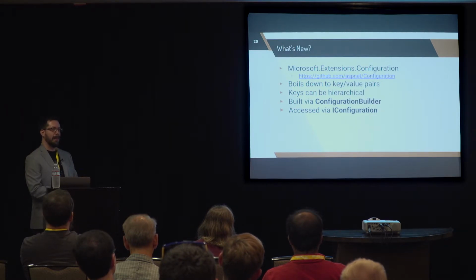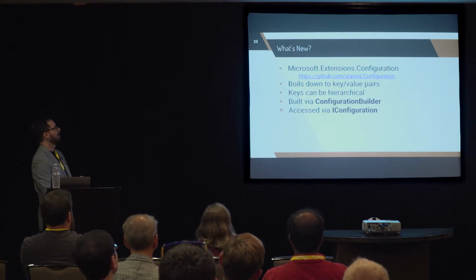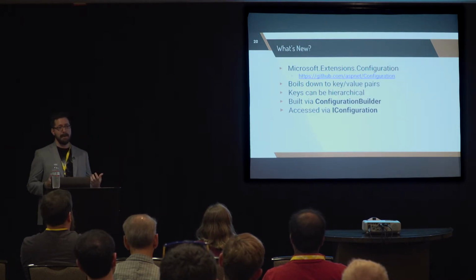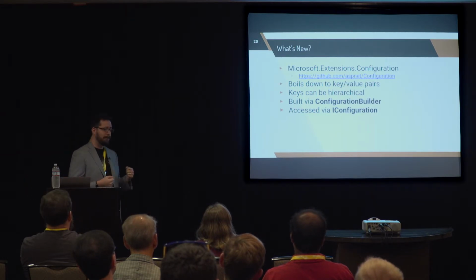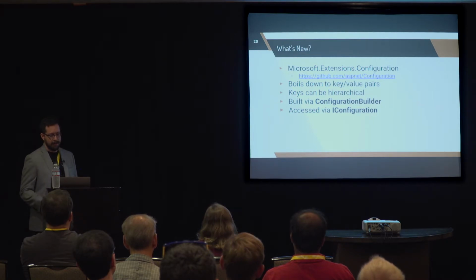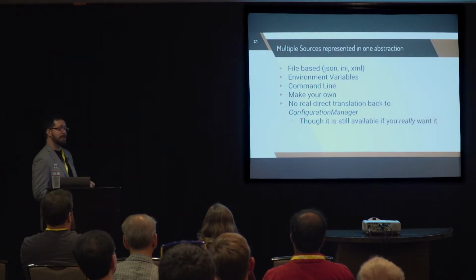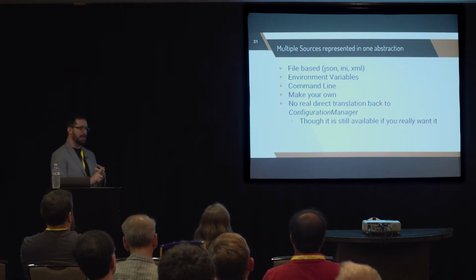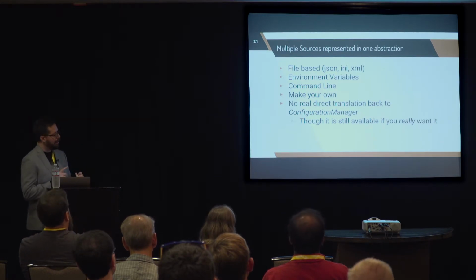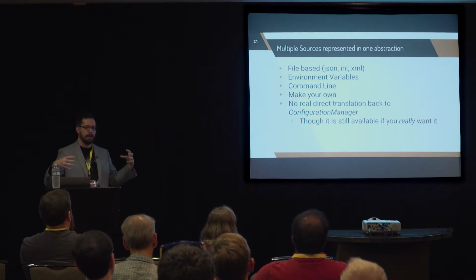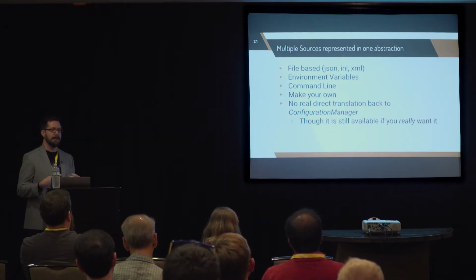Basically, they've made an abstraction around configuration that's really easy to use. It boils down to key value pairs, and those key value pairs can be hierarchical. It's built via this class called a ConfigurationBuilder, and accessed via something called an IConfiguration. You can have multiple sources represented in one IConfiguration. So if you have a file base, like a JSON file, XML file, any file, environment variables, command line, you have your own thing, your special sauce, you can boil all those things down into one configuration that is consistent for your program.